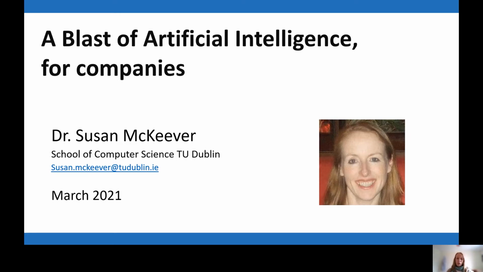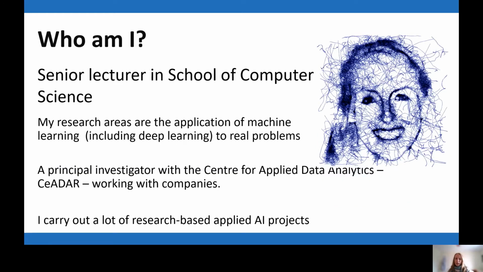Just to briefly, first of all, touch on who I am. I'm a senior lecturer in the School of Computer Science, and my research areas are in the application of machine learning, including deep learning, to real problems, i.e. to applied problems in the real world, often with companies. I'm also a principal investigator with the Centre for Applied Data Analytics, working with companies, and I carry out a lot of research-based applied AI projects. And that's an AI-generated picture of me on the right-hand side.